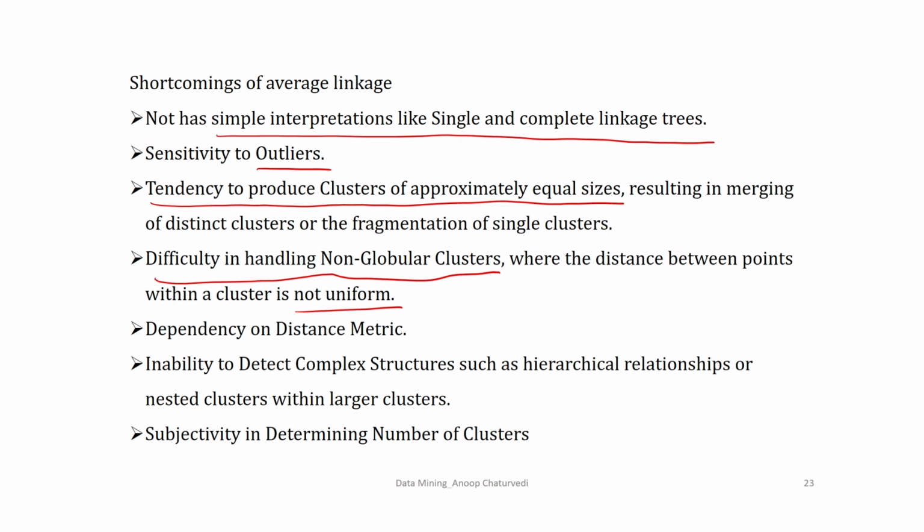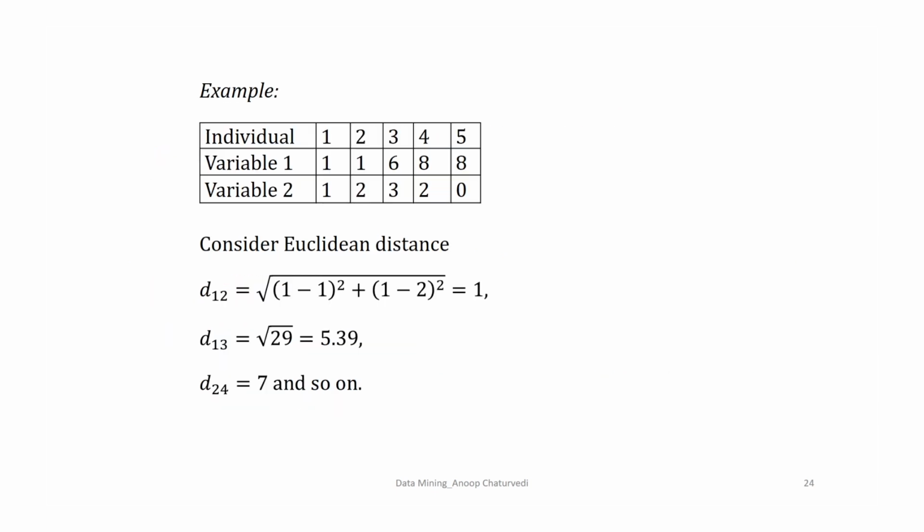Then it also has a discrepancy on the distance matrix. It does not satisfy the assumption of the distance matrix. Then it has an inability to detect complex structures such as hierarchical relationships or nested clusters within larger clusters. Again, here also you have subjectivity in determining the number of clusters. Now, we consider this example.